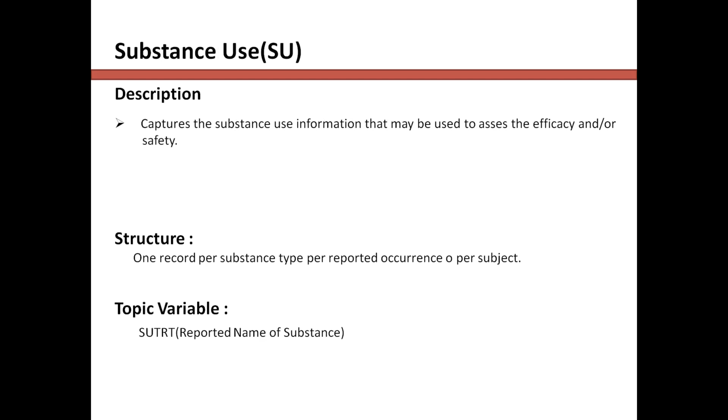And we have another domain in the interventions called substance use. During the clinical study, a subject may be exposed to or take alcohol, coffee, or related substances. This information is also to be collected in the clinical study, and we capture it in substance use. Directly or indirectly, this domain helps to assess the efficacy and safety of a drug product. The structure is one record per substance type per reported occurrence per subject, and the topic variable is the subject's substance use treatment.